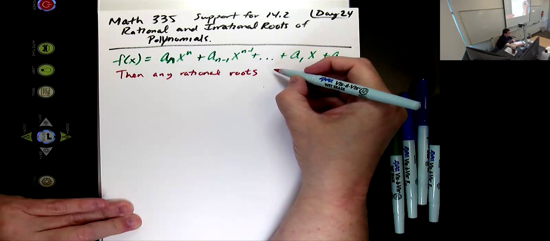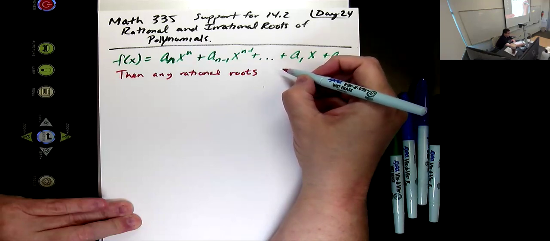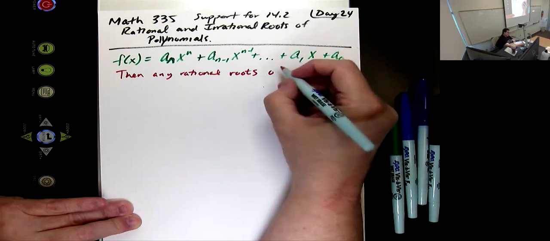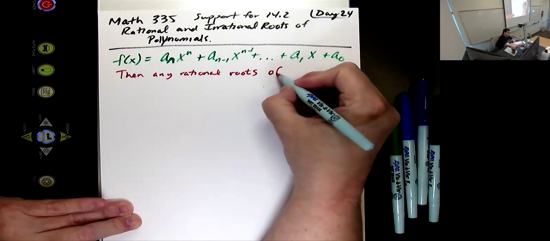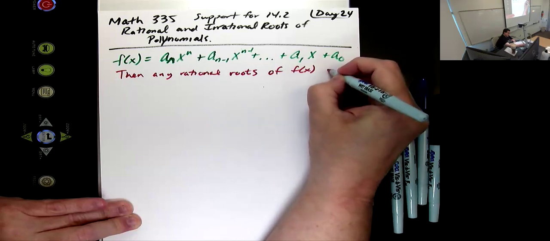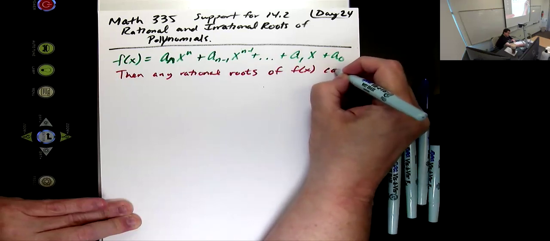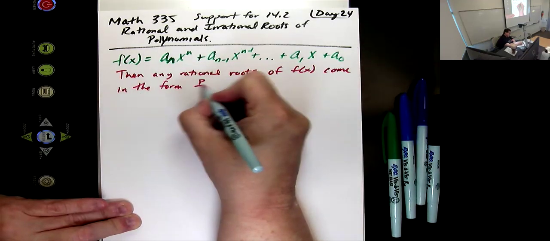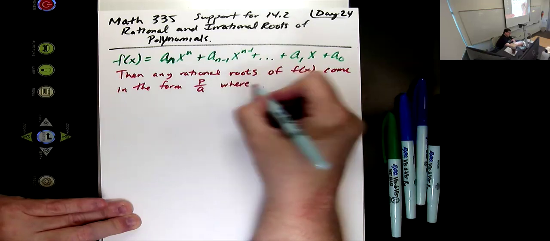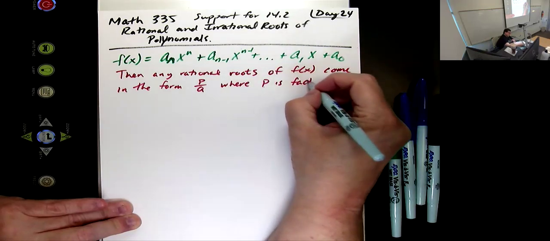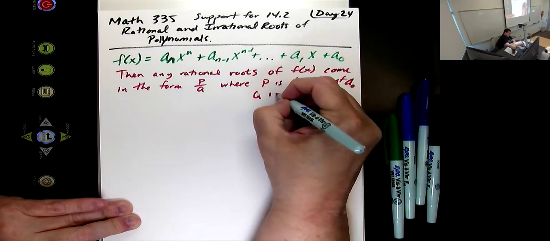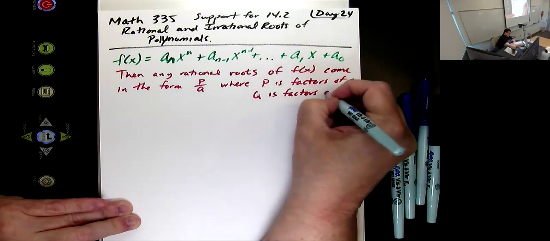Starting point, or a degree? Not quite. Starting point's closer. A root is where it hits the x-axis, or when y equals 0. Any rational roots of f of x come in the form p over q, where p is factors of a sub 0 and q is factors of a sub n.